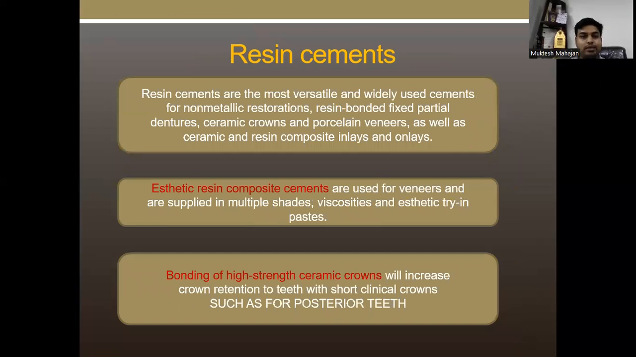Resin cements. The resin cements are the most versatile and widely used cements for non-metallic restorations: resin bonded fixed partial dentures, ceramic crowns, porcelain veneers, as well as ceramic and resin composite inlays and onlays. The esthetic resin composite cements are used for veneers and are supplied in multiple shades, viscosities, and as try-in pastes. Bonding of high strength ceramic crowns will increase crown retention to teeth with short clinical crowns, such as for the posterior.